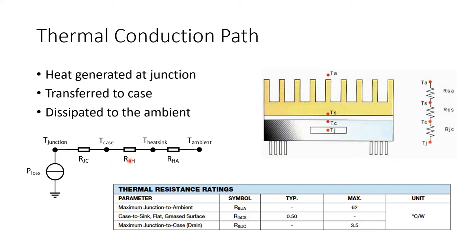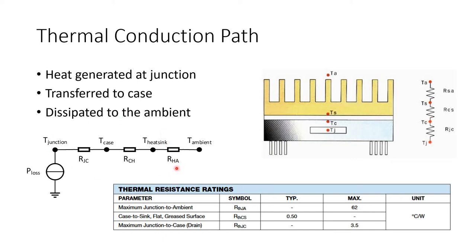The next parameter is case to heatsink thermal resistance. Case to heatsink thermal resistance can be changed using different thermal interface materials, but a typical value of case to heatsink thermal resistance is given in the datasheet. And the last parameter is the heatsink to ambient thermal resistance. Now this is a very critical parameter that we are going to choose in the following slides.